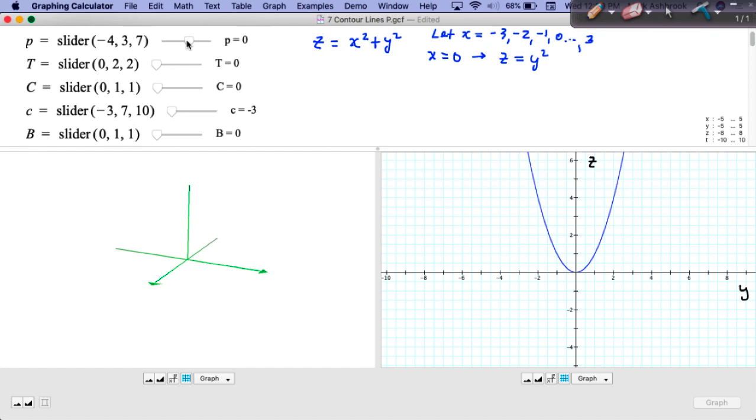So then, thinking about it in R3, what does x equals 0 mean in R3? X equals 0 is the plane of the screen, right? So when you're in the plane of the screen, the surface is going to create that curve in the plane x equals 0. So like this. Is that in the right place?